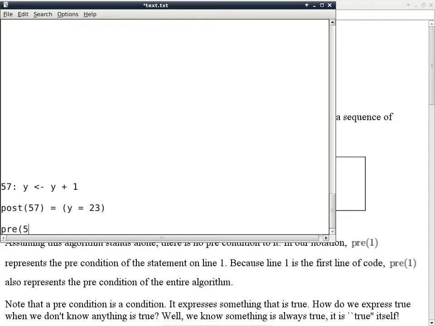Can we, in this case, say something about the precondition of line 57? In other words, can I somehow undo what line 57 did to y and then make a statement about what y was before line 57 executed? It seems reasonable, right? Because what does line 57 do to y? It increments it by 1, okay? And after the increment, it became 23. So before the increment, it has to be exactly 22. Does that make sense?